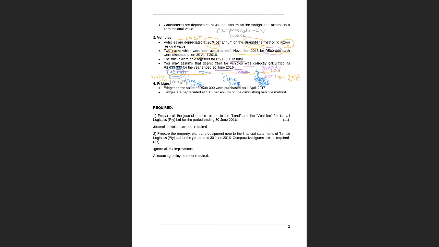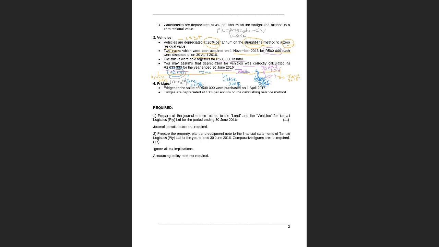Okay, then in year three, for the year ended 30th of June 2016, we only depreciate until the date the asset is sold. And what is the date the asset is sold? It's sold on the 30th of April 2016. So we counted from the 1st of July 2015 until 30th of April 2016. It's 10 months. So in year 3 depreciation, we take the 1 million times 20% times 10 divided by 12.